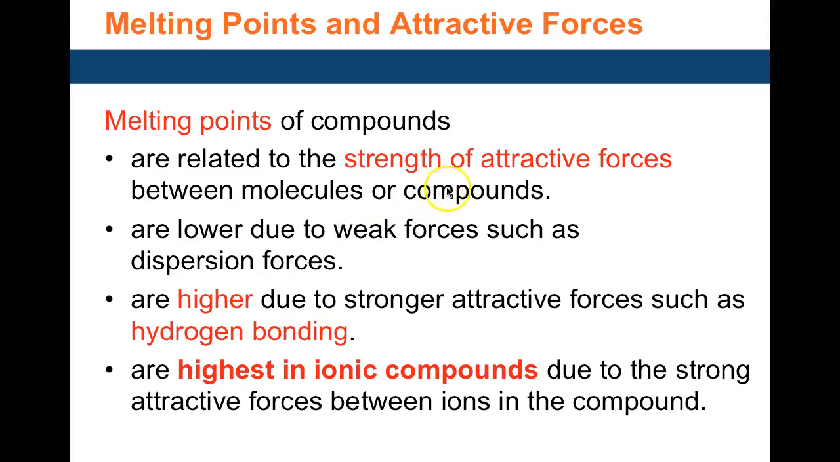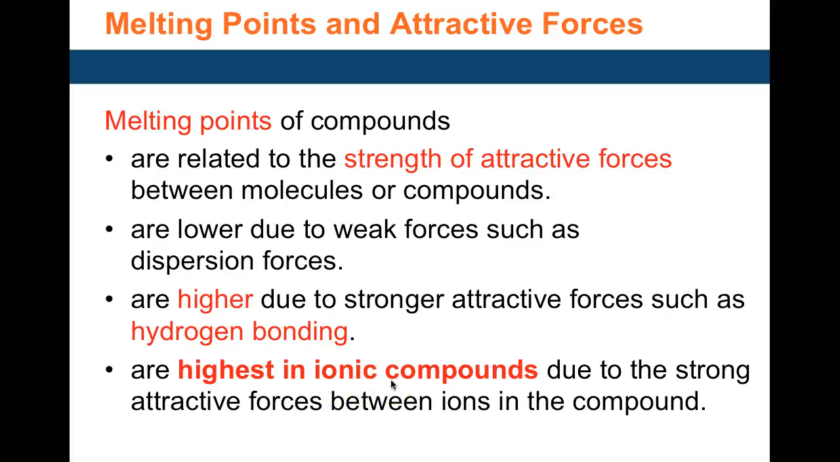How is the strength of the attractive forces related to melting and boiling points? If you have very strong attractive forces, like in ionic compounds, melting points are very high, because the ionic force of attraction between the metal ion and the non-metal ion is extremely strong. It is a very strong bond, and therefore to break it requires a lot of investment of energy. So ionic compounds have high melting points.